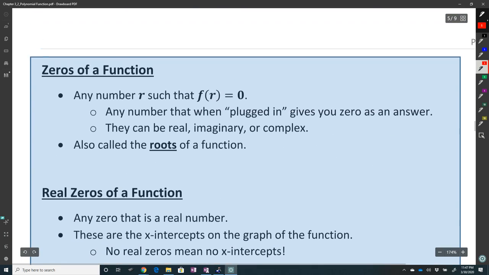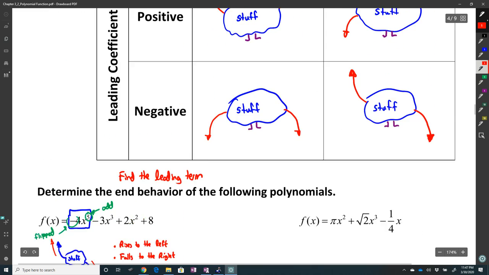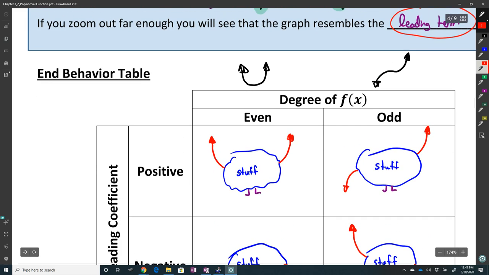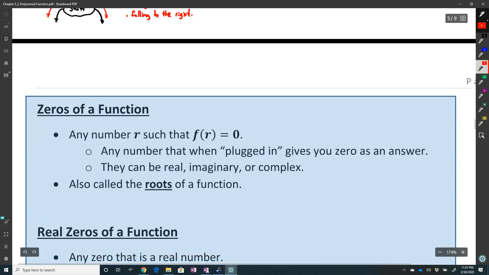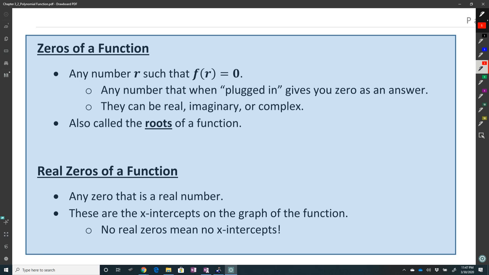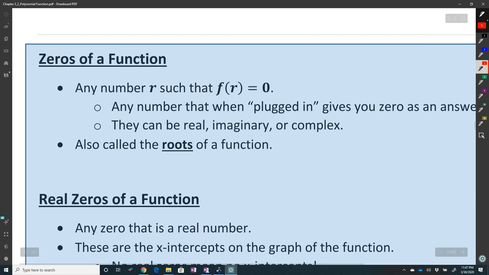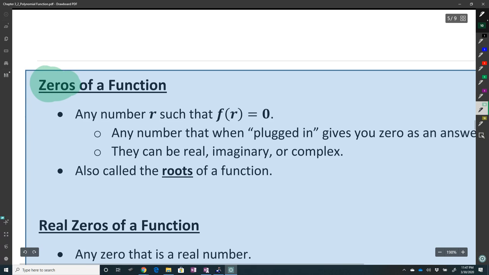All right. So now that we know about the end behavior of a polynomial, what the graph does in the long run, now we're going to focus on the stuff, all the x-intercepts, peaks, and valleys. So first we start with the zeros of a function. A 0, and we're going to be using this term a lot in this section, is any number r such that f of r equals 0.